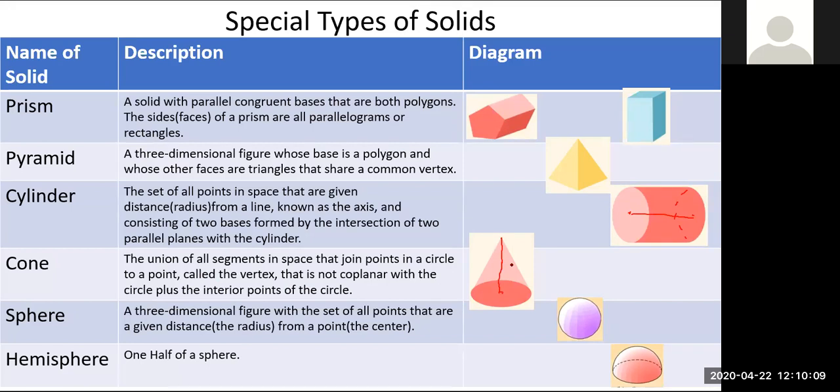Now, the cylinder is closely related to the prism because, again, you have two bases. The cone is closely related to the pyramid because you have one base and a vertex. You'll see a lot of similarities when we get into the formulas for those shapes.